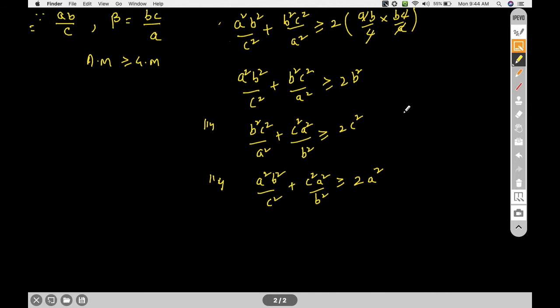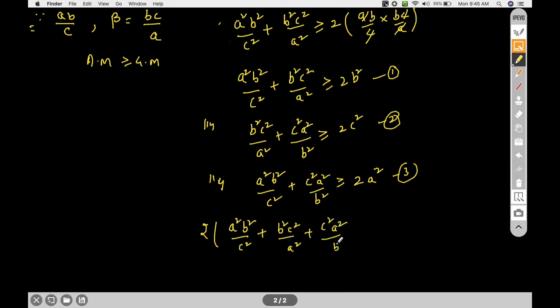Now our requirement is addition. Now add these three things: this is 1, this is 2, this one is 3. Add both the sides, then what you get: A square B square by C square 2 times, B square C square by A square 2 times, C square A square by B square 2 times. That is 2 times A square B square by C square plus B square C square by A square plus C square A square by B square is greater than or equal to 2 times of A square plus B square plus C square.